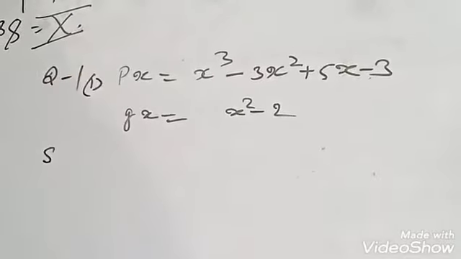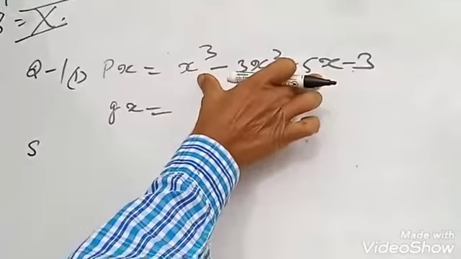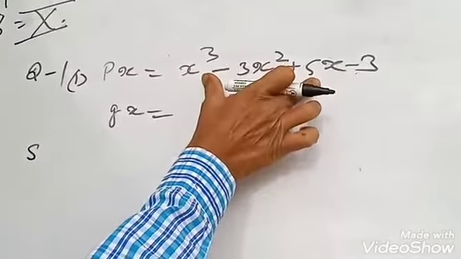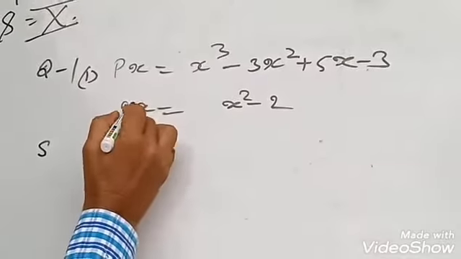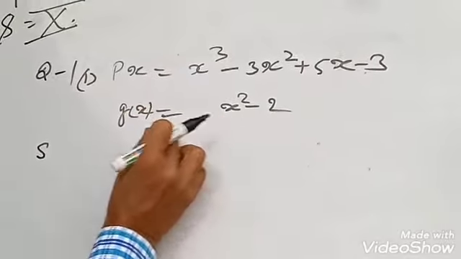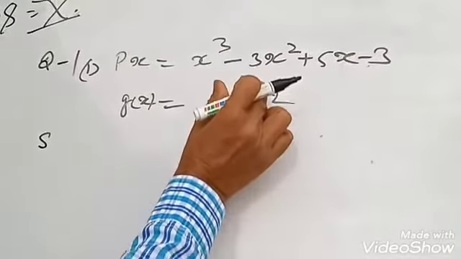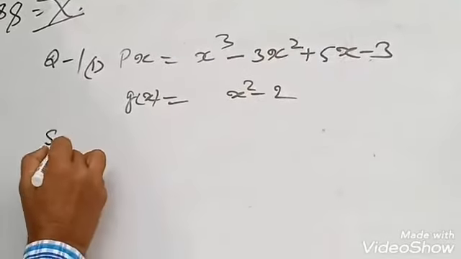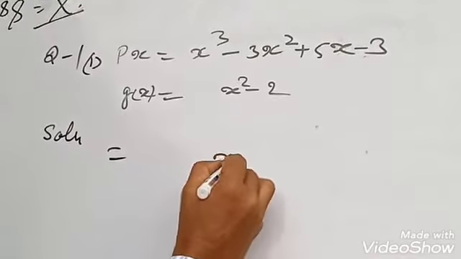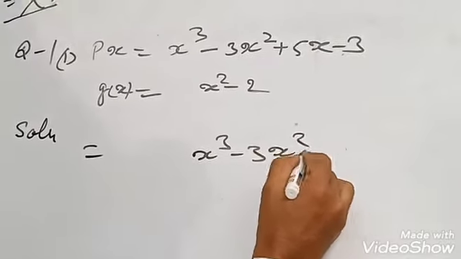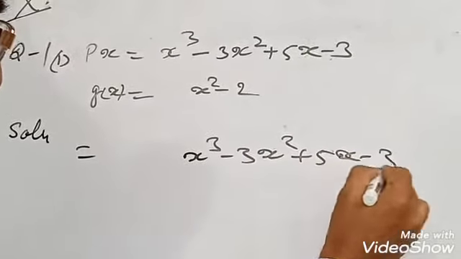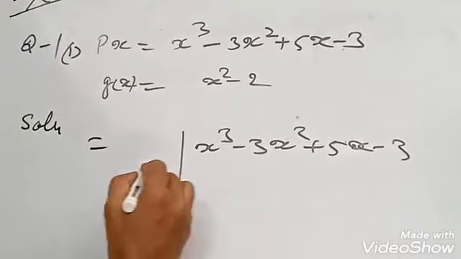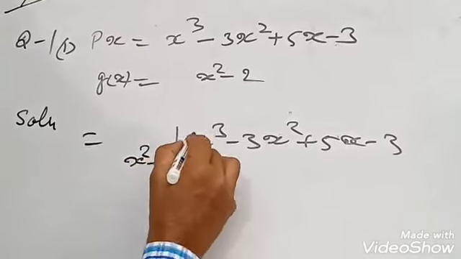Part first. p(x) is equal to this. This is the polynomial, and the value of g(x) is equal to this. g(x) means the divisor. This is the dividend and this is the divisor. So solution: x cube minus 3x square plus 5x minus 3. Divide it by x square minus 2.